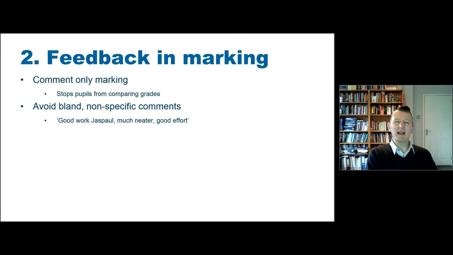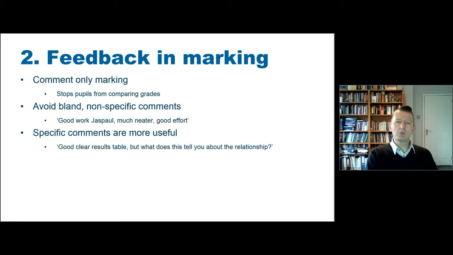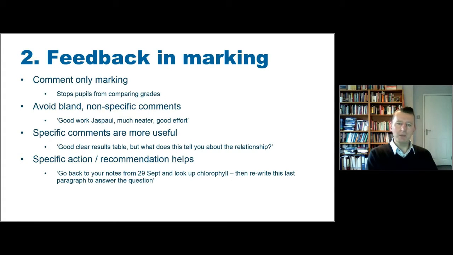And we need to avoid bland and non-specific comments such as good work, much neater, good effort, well done. We need to move towards more specific comments such as, this is a good, clear results table, but what does it tell you about the relationship? So really focusing in on the tasks we're giving. And we need to make sure we give specific action or recommendations. For example, not just you need to improve this, but go back to your notes from the 29th of September, look up chlorophyll, and then rewrite that last paragraph to answer the question using the terminology correctly.